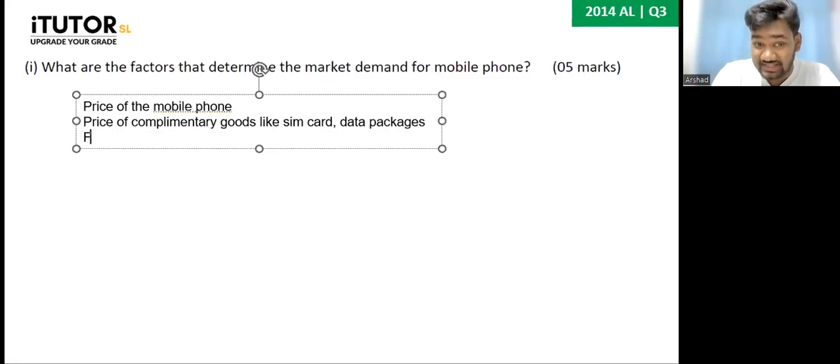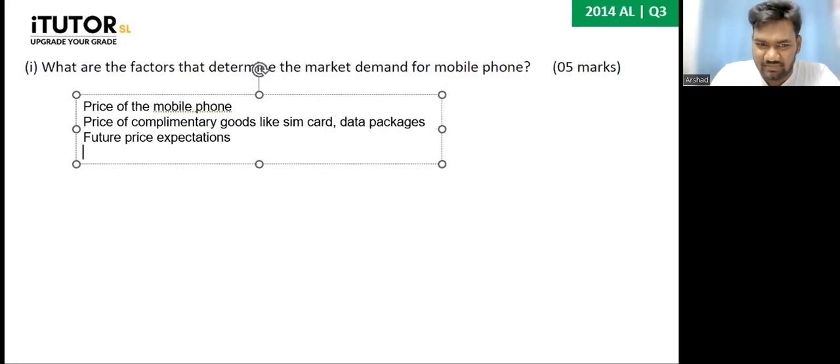Future price expectation. Now remember these in my example when I was teaching this in the theory class. What did I tell? Remember the iPhone story? That if the people expect the price of iPhone to go down, what do they do? They don't buy it now, no? So future price expectations. Substitutes. Okay, you can give price of substitutes, but you have to give an example, guys. Substitutes like what? What are substitutes of a mobile phone? Maybe laptops, maybe tabs, right? Things like that.